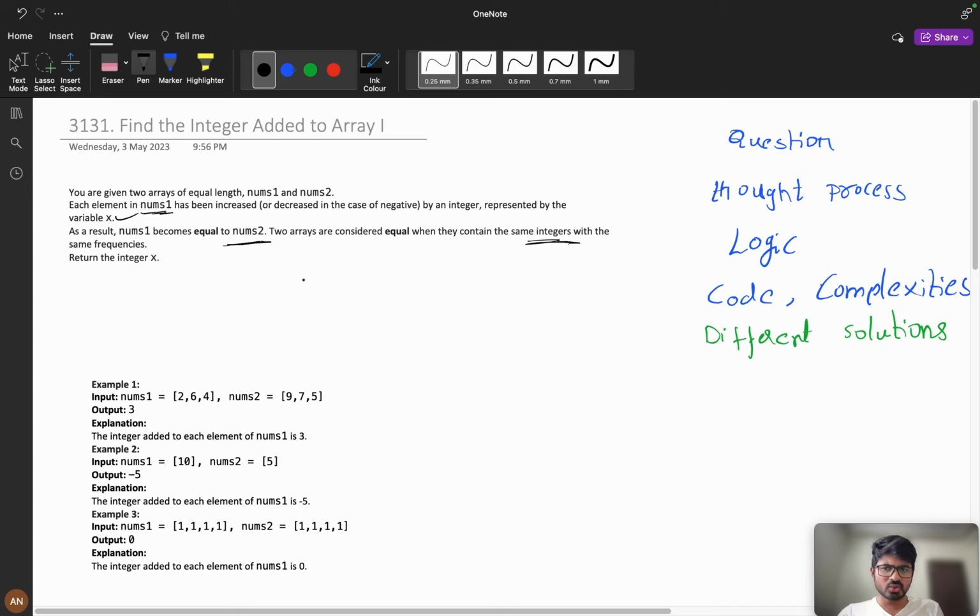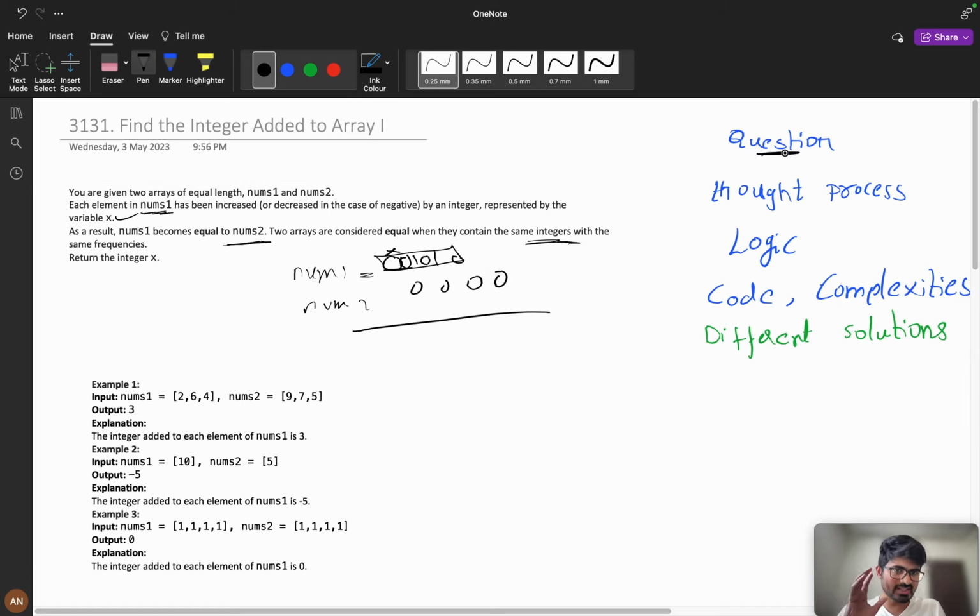He is saying that we have nums1 and we have nums2. On nums1, for every element you need to increase or decrease it by x. Every element by x only, not with another element. If you increase or decrease by x, all my elements in this should be equal to all my elements in nums2. That means the frequencies. So I think you understood what exactly the question is.